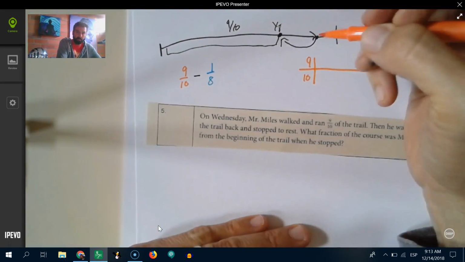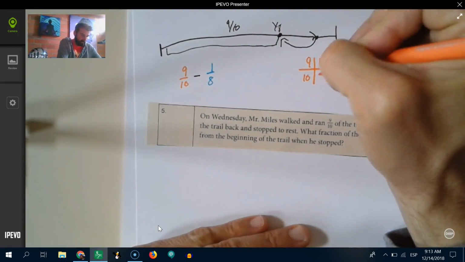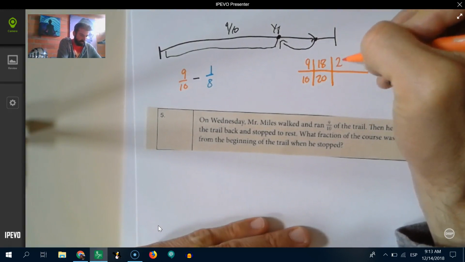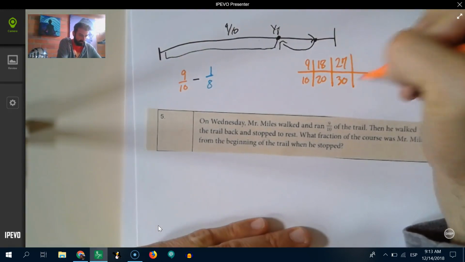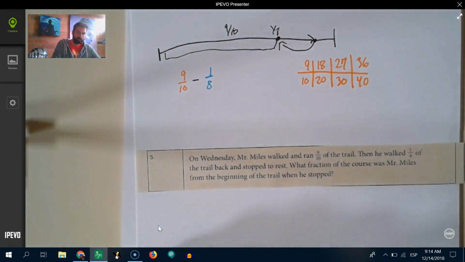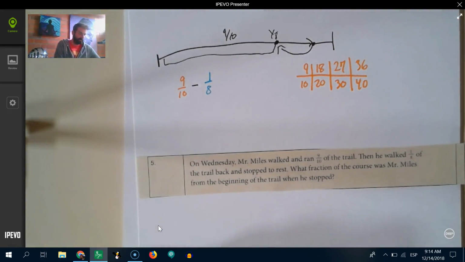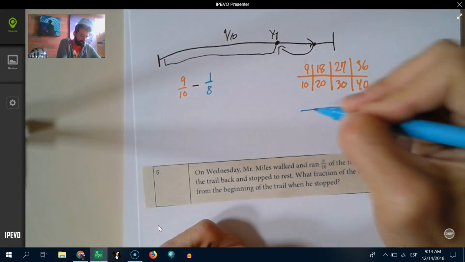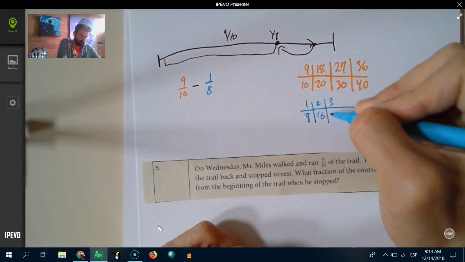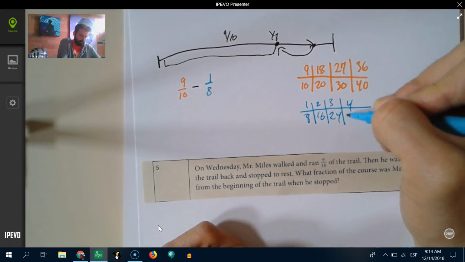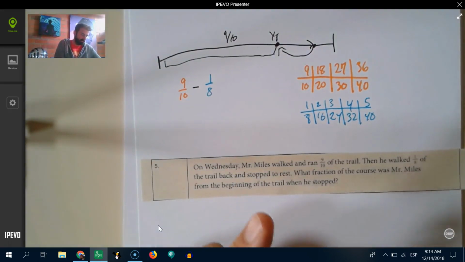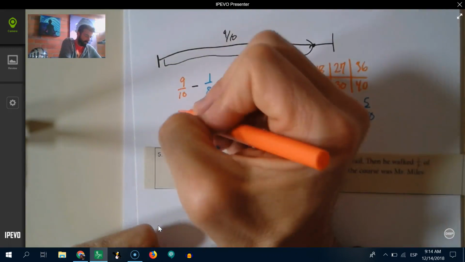So we have 9/10, and so we want to think of equivalent fractions. So we have 18/20, 27/30, 36/40. So I'm going to stop there because I know 8 is 40. And again, I don't see anything else happening here. 1/8, 2/16, 3/24, 4/32, and 5/40.